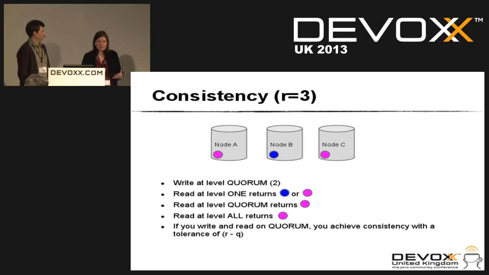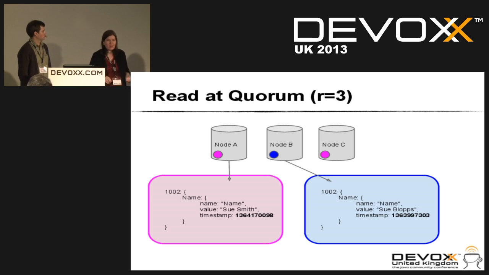So I said if it reads at quorum, it would have the correct data. But how does it know? Because it could have had the data returned from node A and node B. And this is where that timestamp comes in. So it would receive the data from the 2 nodes, and it would see, oh, one's got a more recent timestamp than the other, and that is the data that it would send to the client.